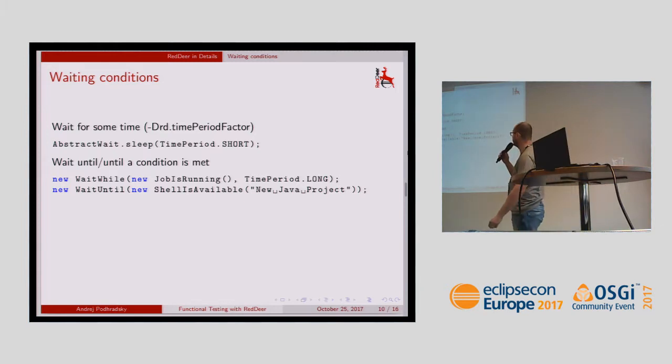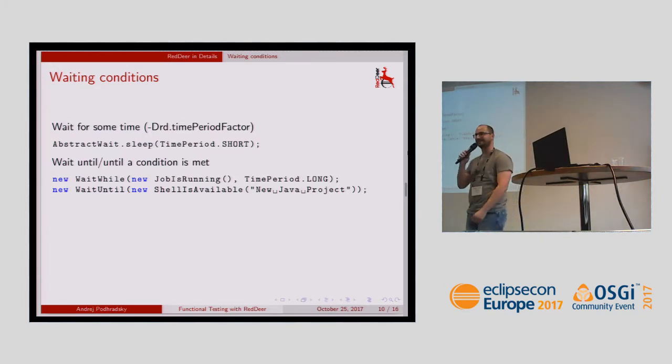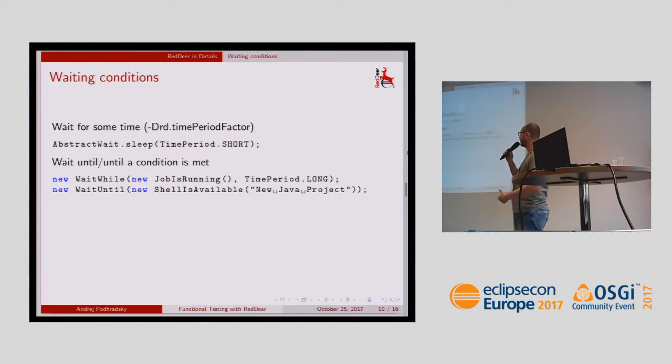Then we have wait until and wait while conditions. I see I made a mistake there. Wait until. Okay, never mind. And RedDeer provides lots of existing conditions, such as job is running. This is my favorite one because I use it all the time. And shell is available, of course. This is also in SWTBot.